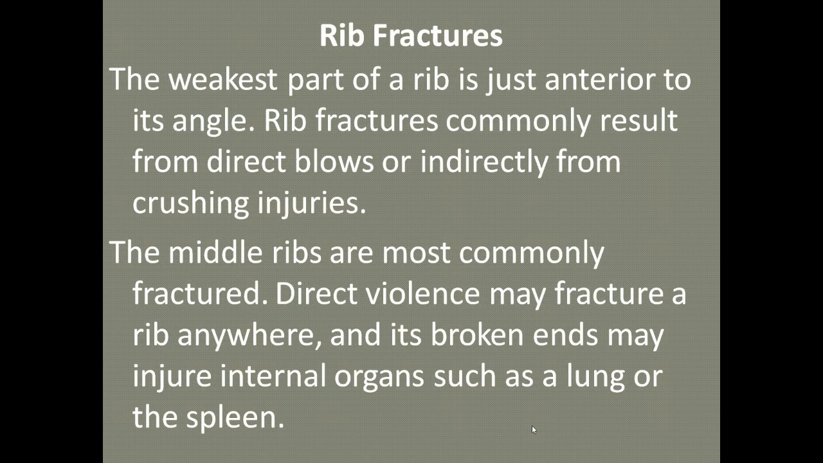Now, most common clinical pathology of the thorax is the rib fracture. The weakest part of a rib is just anterior to its angle, and rib fractures commonly result from direct blows or indirectly from crushing injuries. The middle ribs are most commonly fractured. Direct violence may fracture a rib anywhere, and its broken ends may injure internal organs such as a lung or the spleen. So these are the ribs that always protect the lungs, and sometimes when they are damaged, they will damage the other organs also.